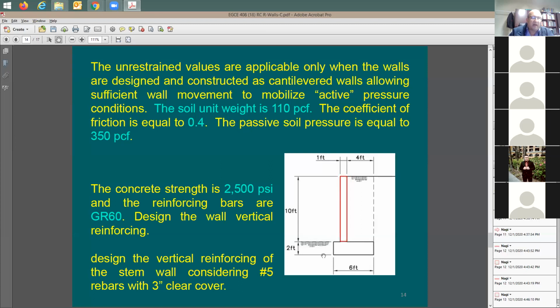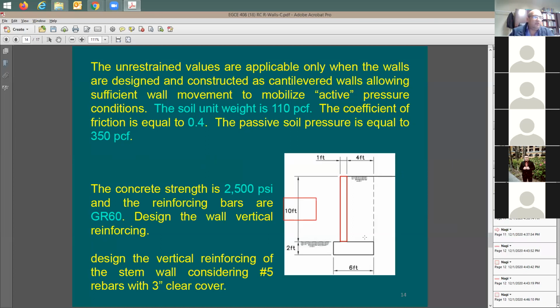How much is the retained height? What do you mean by retained height? The difference in elevation between the top of the soil and the bottom of the soil. It says 10 feet, which gives the height that I need to use. It says also concrete strength is going to be 2500 PSI. Rebar is going to be grade 60. The vertical rebars would have 3 inch clear and are going to be number 5. So at least I know what rebar size and how much clear cover there is on the concrete wall for the rebars.